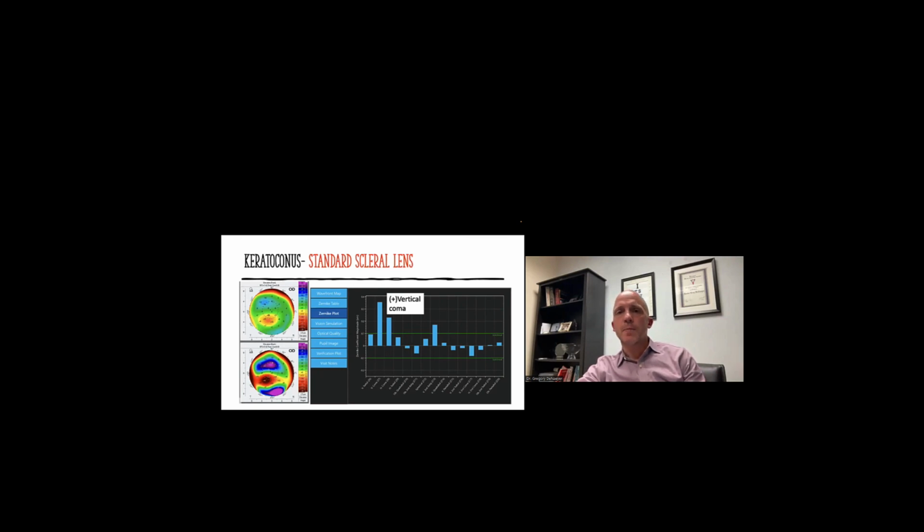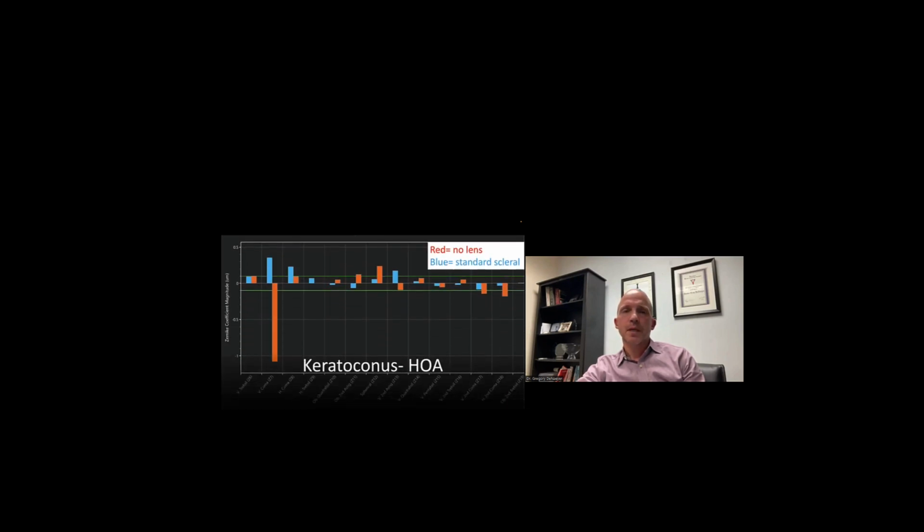What we see now is that she has significant residual aberrations, and a big part of her problem is positive vertical coma. This plot compares her right eye without the scleral contact lens, in red, which are her aberrations before, and the blue, which represents her aberrations over top of the scleral contact lens. What we see here is this coma flip. Her coma flips from negative to positive when she puts the contact lens on.